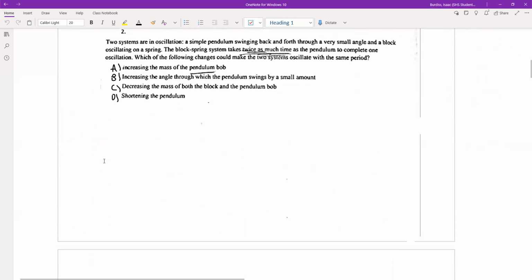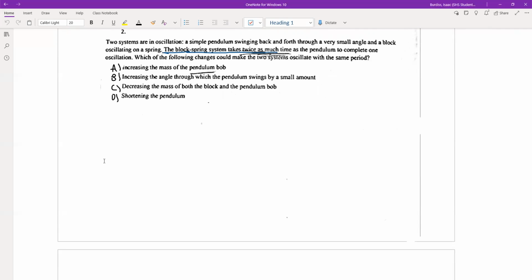Now I'll try to go a little bit quicker now that we know the process. All right, 2 systems are in oscillation, and after you write down what you know, you figure out that this is the key sentence.